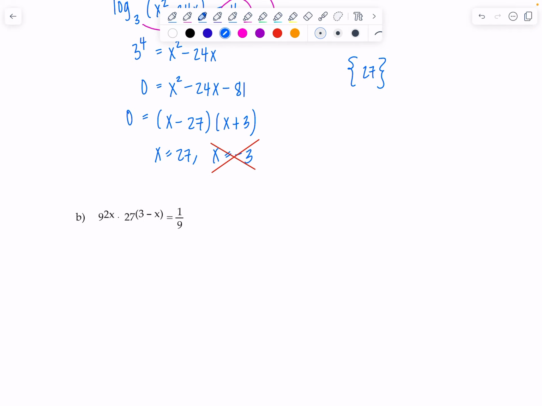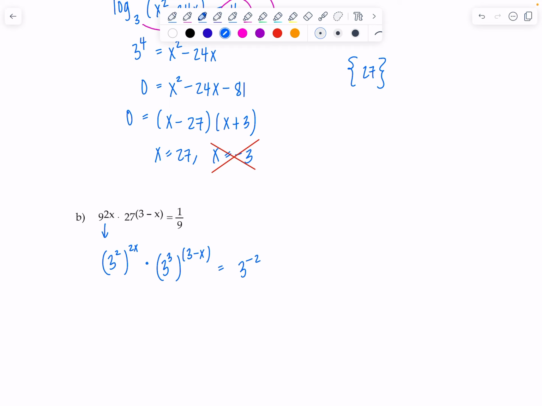Unlike number 7, I can write both sides in terms of the same base. So we don't have to bust out a logarithm to solve this. 9 to the 2x, I can write that as 3 squared to the 2x. 27 is 3 cubed to the 3 minus x. Now 1 over 9, that's 1 over 3 squared. 1 over means I could write that as 3 to the negative second power, right? That's how you flip it in the denominator, make it positive.